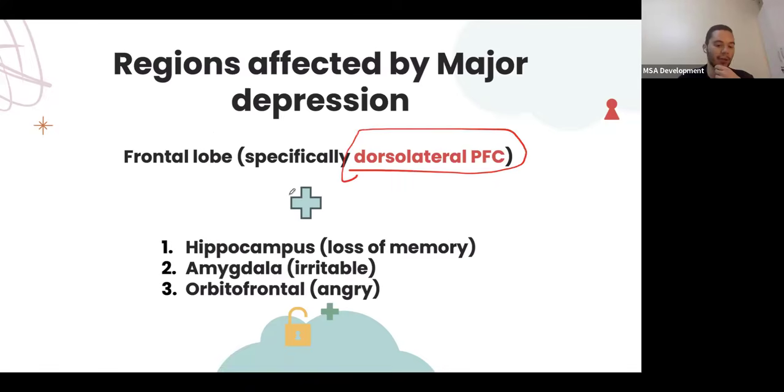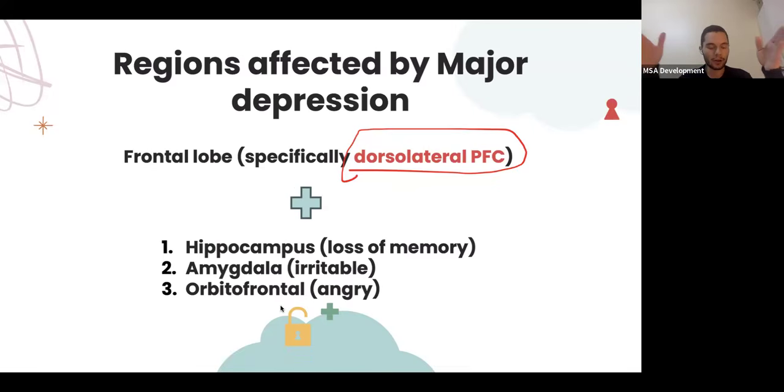So those patients are said to have hypofrontality because both their frontal lobes are down. But how could you treat them? There's a possible treatment for it because of the frontal lobe. It's called transcranial magnetic stimulation, which stimulates your frontal lobe and activates the neurons, basically. Right. So those are the regions that are affected by depression.